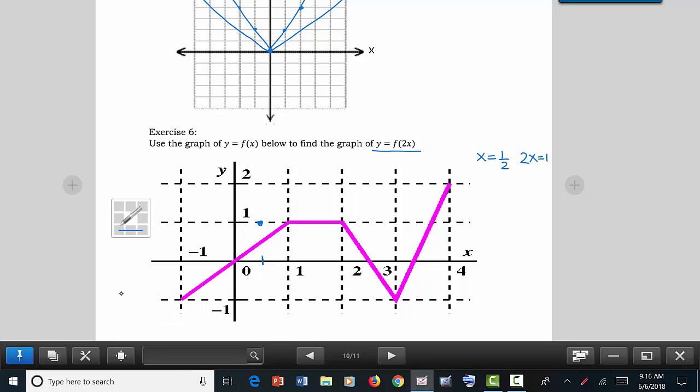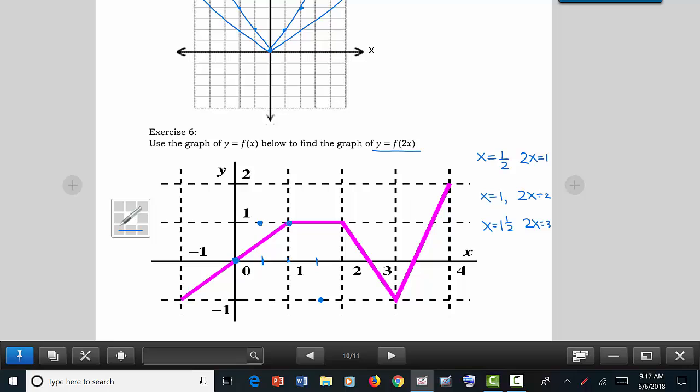At 0 we will hit 0 because half of 0 is 0. Now at x equals 1, 2x will be how much? 2. So at 1, this is the new one. Now at 2 we have height 2, so we will get the same height. Now let's go over 3. At x equals 1.5, 2x will be 3. At 3, how much height do we have? Negative 1.